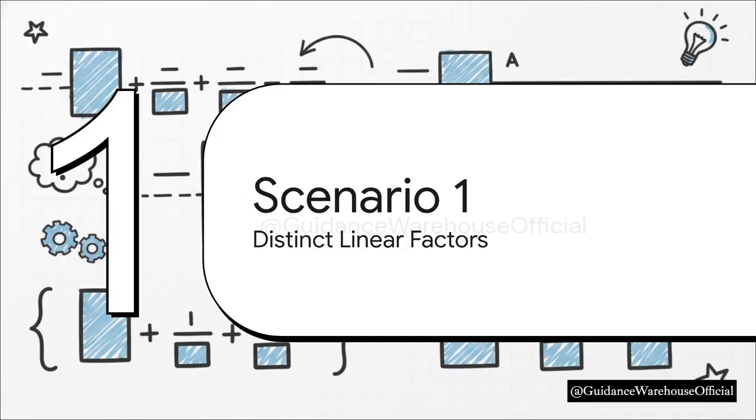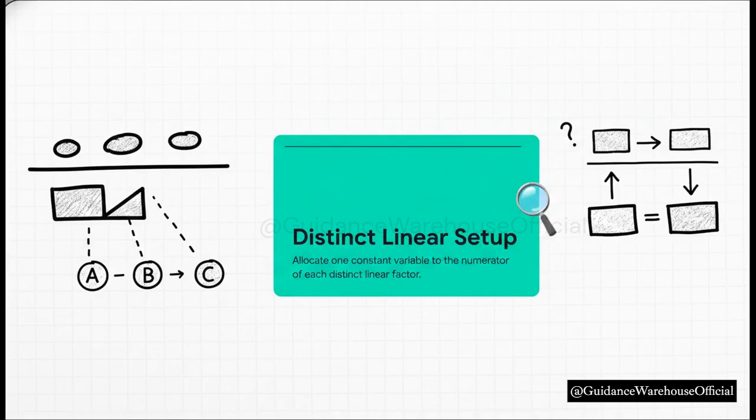Section 2. Scenario 1. Distinct linear factors. We're going to start with the absolute simplest, most common scenario you'll run into. This is when the factored pieces on the bottom of our expression are just basic linear terms, and none of them repeat. The crucial thing to understand here is the structural setup.